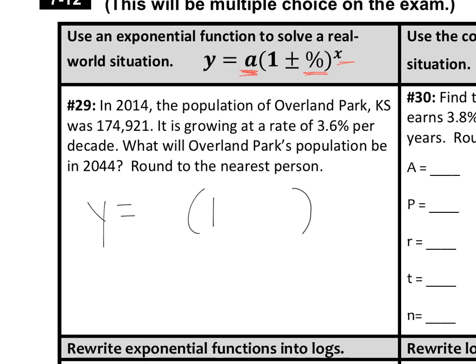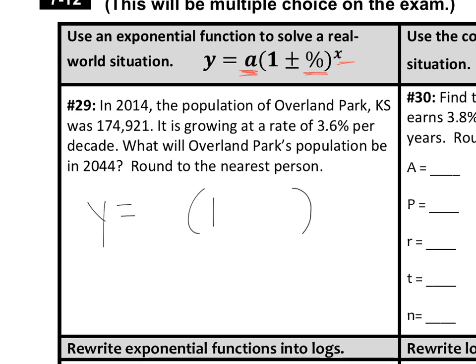In 2014, the population of Overland Park was 174,921. And that population is growing at a rate of 3.6% per decade. What will Overland Park's population be in 2044? And we're going to round to the nearest person, so we should be getting whole numbers for our answer here. If we don't get a whole number, we're going to round.